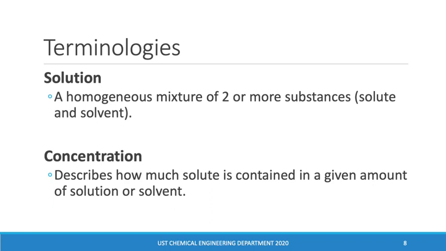When we say homogeneous, it means that it has uniform composition and properties throughout the solution. Next, concentration. It describes the amount of solute in a given amount of solvent or solution. The amounts, as you will see in the next slides, may be expressed in terms of moles, mass, or volume.